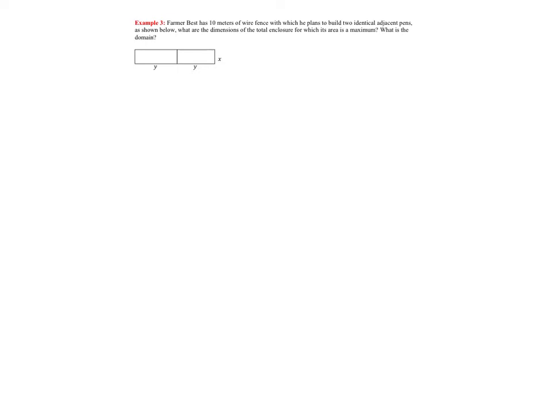Okay, as I look at this, I'm going to label each of the sides appropriately based on their lengths. It asks, what are the dimensions of the enclosure for which the area is maximized? First, let's talk about area. Area in this case will be x times 2y, base times height. Let me clean that up a little bit. That'll be 2xy, so that's area in terms of both x and y.